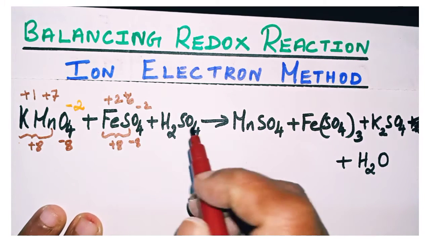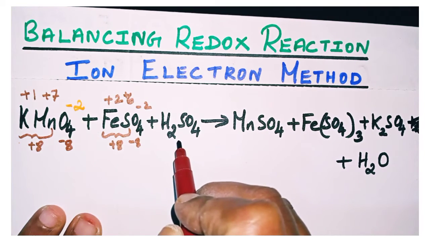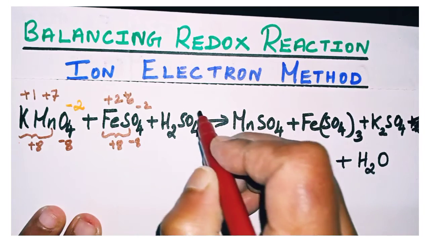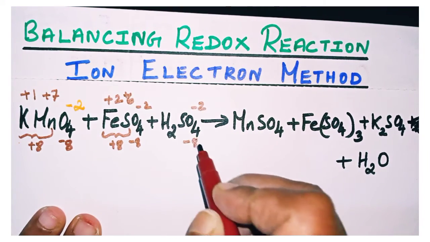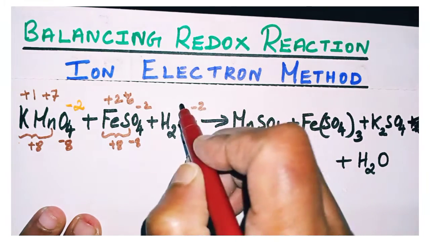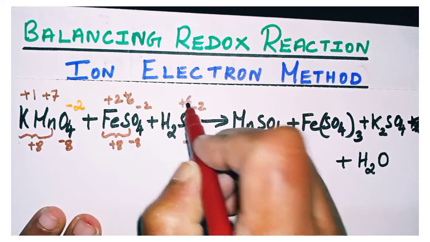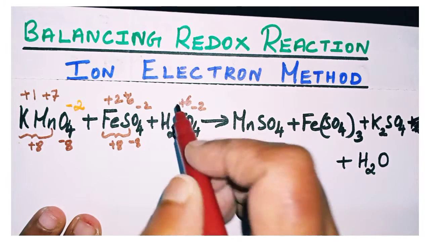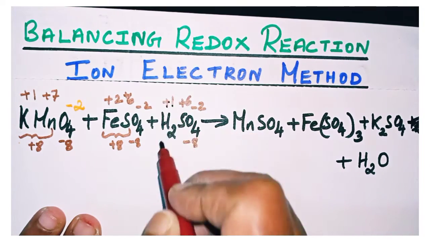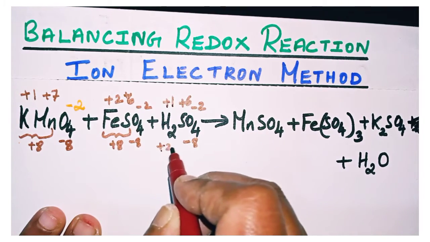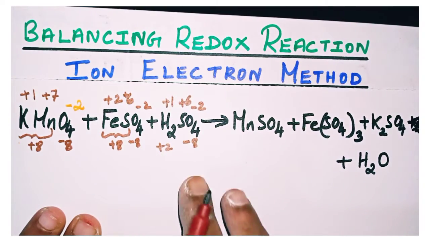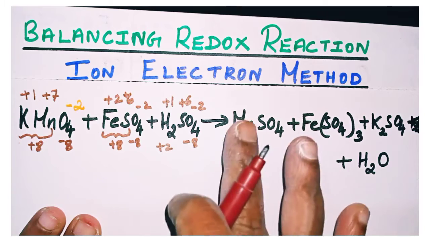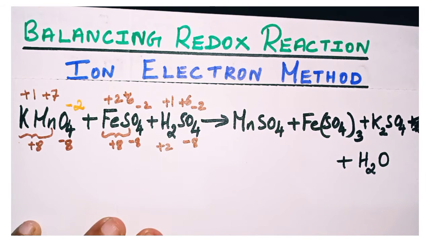Now let us see the oxidation state in sulfuric acid, H2SO4. For oxygen we will consider -2. So for 4 oxygen it becomes -8. Then for sulfur it becomes +6. For hydrogen it is generally +1, but 2 hydrogen atoms are there, so it becomes +2. So +2 plus 6 becomes +8, and +8 minus 8 becomes 0. Likewise the charge of that molecule is neutral.